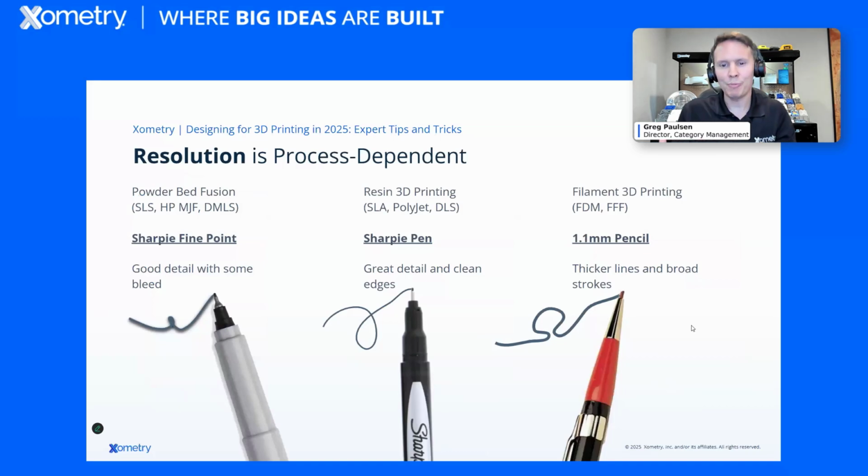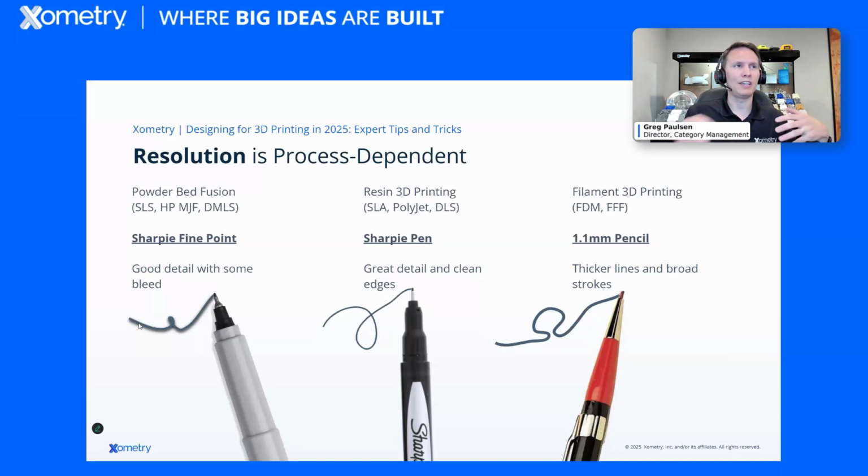And we talk about these base materials a lot. Again, this is getting yourselves in the mind of additive manufacturing. Resolution is very process dependent. I like to use my Sharpie and mechanical pencil example when I talk to my customers because of how this may affect your design, and even the design tips we're going to talk about later. For example, in a powder bed process, you may want to make a larger hole than you'd be able to in a resin 3D printing process.